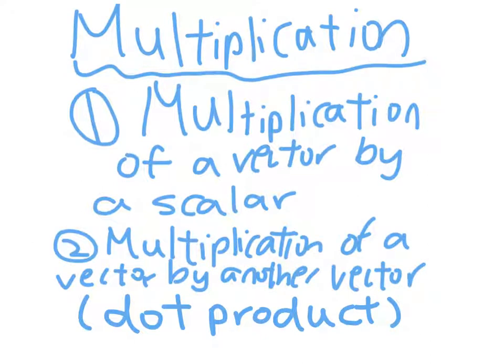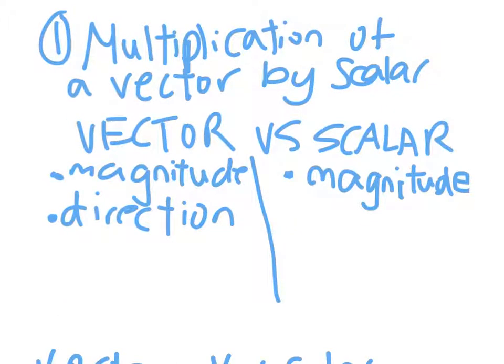In multiplication, there are two types: the multiplication of a vector by a scalar, and the multiplication of a vector by another vector, which is the dot product. First, the multiplication of a vector by a scalar. A vector has a magnitude and direction, while a scalar has only a magnitude.